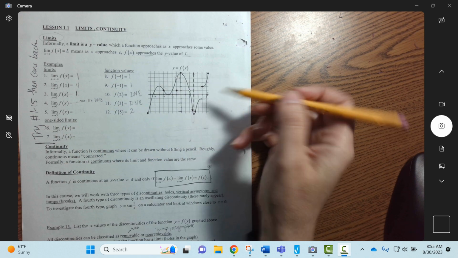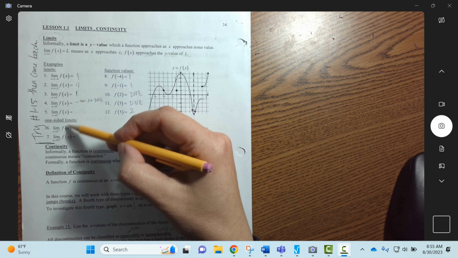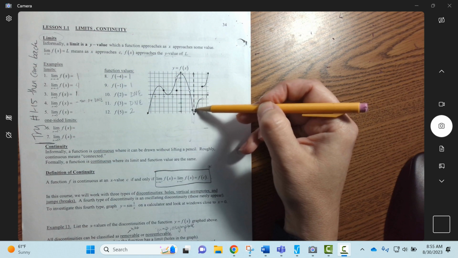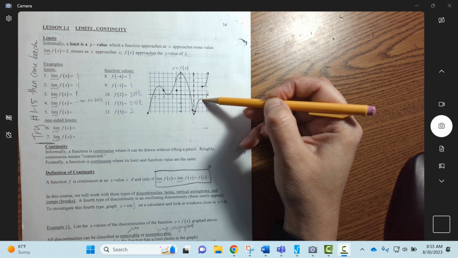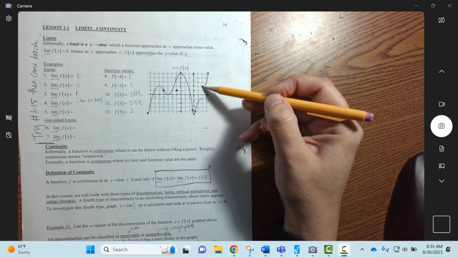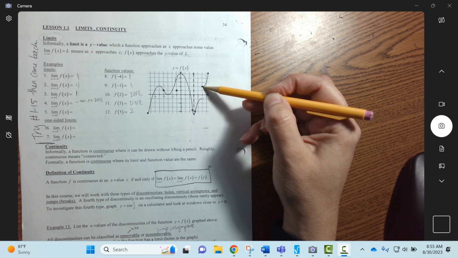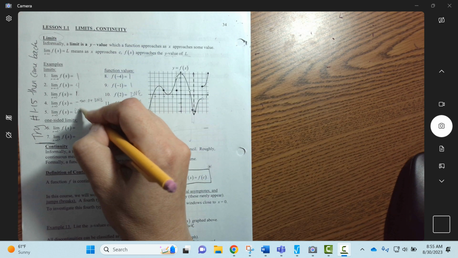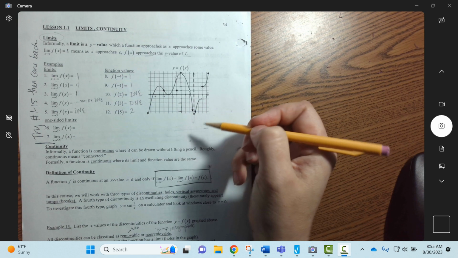Okay, at 5, something strange is happening, which is why you can see they're going to ask us some more questions about 5 in a second. So this hunter is heading toward this hole. This hunter is heading toward this one. And since they're heading toward different holes, that means that the limit does not exist because there's not one y-coordinate that they're heading toward.